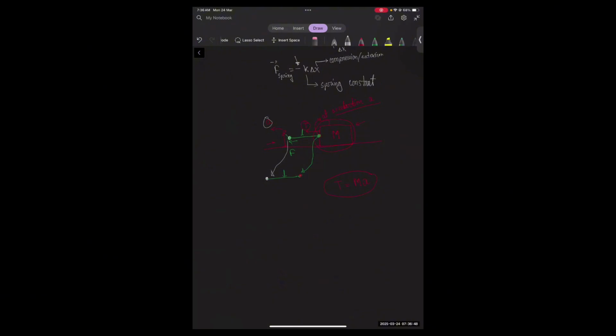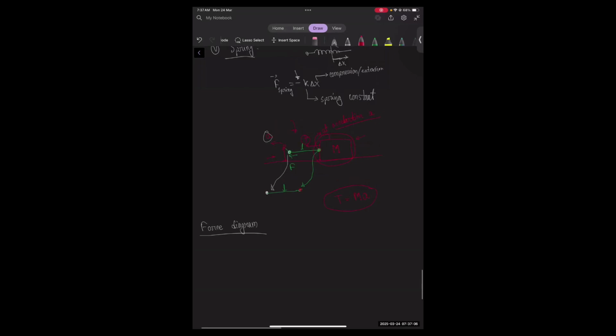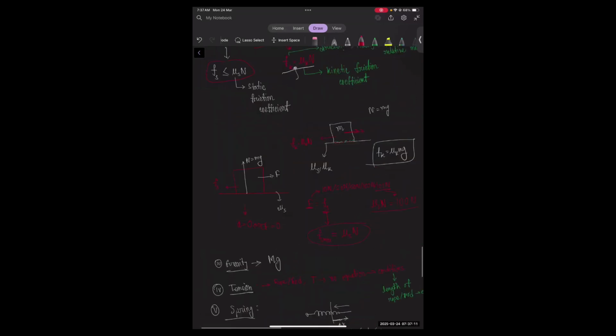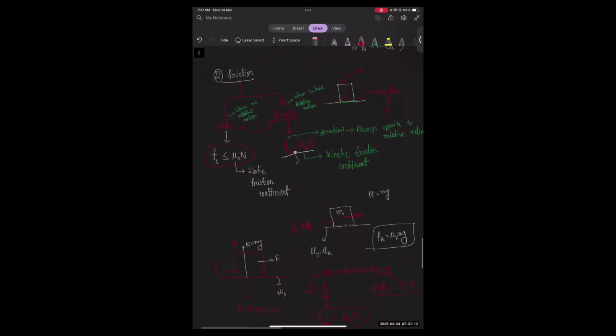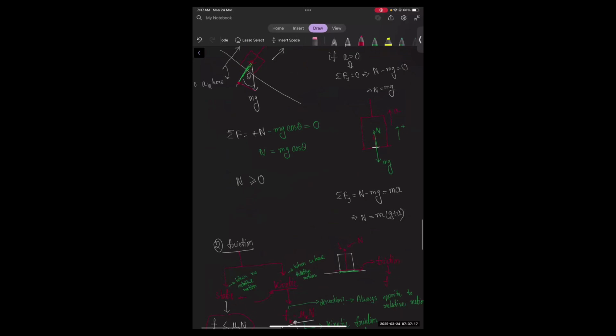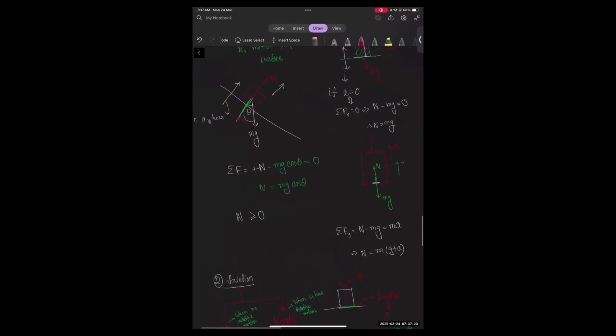All right, so the last part we are left with is force diagram. We have been drawing force diagrams all along. This is a force diagram. It'll be a messy one, but this is a force diagram. Then this is a force diagram. This is also a force diagram. A lot of mechanics problems come down to just drawing force diagrams.